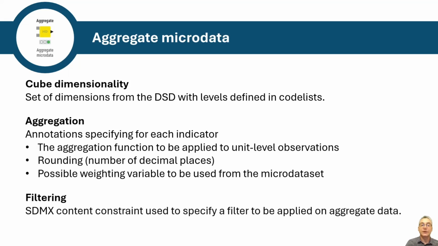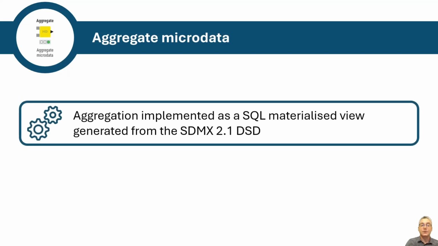SDMX content constraints specify filters to apply to the aggregated data. This allows excluding certain values, such as the lowest level aggregates, if they are not intended for publication. The aggregation and its 3 substeps are implemented as SQL materialized views. These views are generated from the annotated SDMX 2.1 DSD, defining the output table to be produced from the mapped microdata.